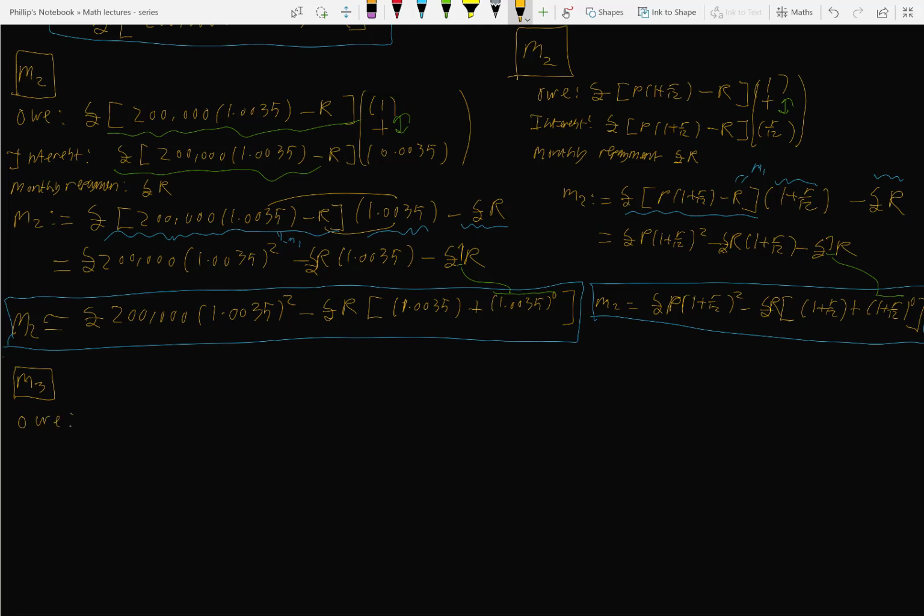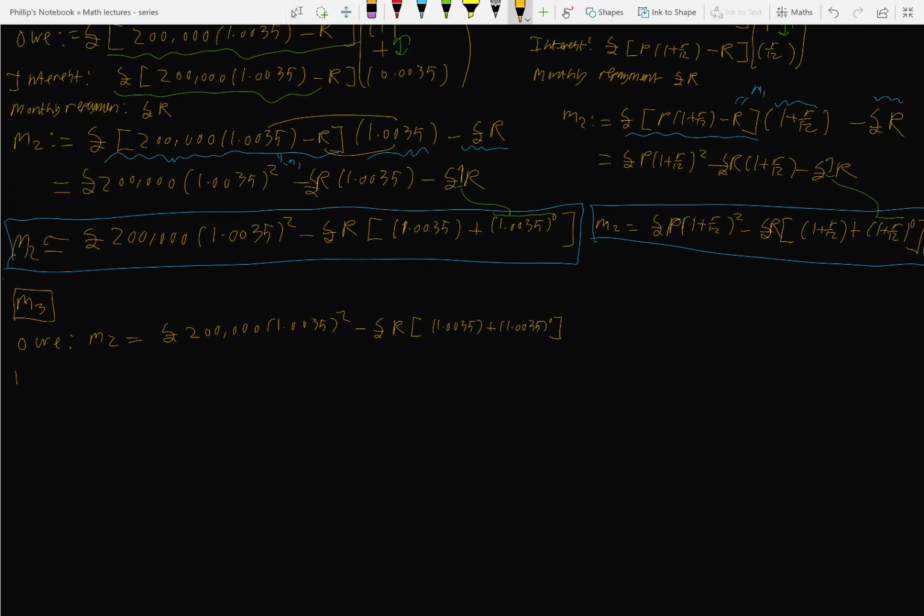we now owe this whole horrible thing here, which we're going to just call M2. So this here is M1, that's what we owe, and what we currently owe. So we're going to take £200,000, let's just do it quickly, times by 1.0035 squared minus capital R. Now I'm going to use a summation notation. Actually no, we won't use sigma notation just yet, we'll use that in a moment. Minus R times by 1.0035 plus 1.0035 to the 0.